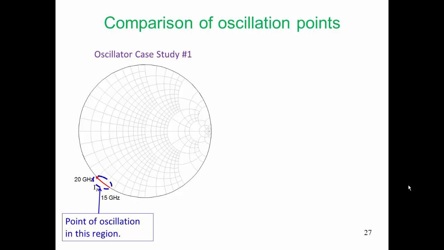In our oscillator case study, the point of oscillation was in this region. Gamma R stretched from 15 gigahertz to 20 gigahertz. So over a 5 gigahertz region, gamma R did not change very much. We were relying on the susceptance of the active device varying strongly with frequency so that we could set the frequency of oscillation. And we could get away with that with a fixed frequency design because the derivative of GR with respect to amplitude was very small because GR was very small itself.